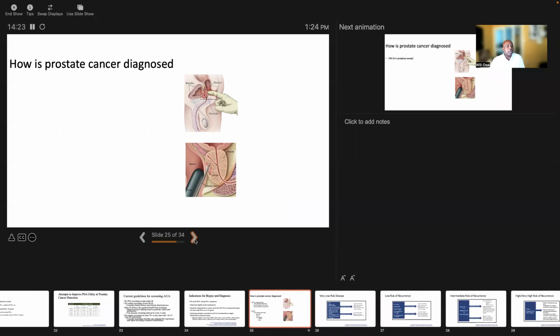Biopsy is done as a background. In the digital rectal exam, the physician will introduce his finger into the rectum and palpate the prostate to feel for any abnormal hardness, change in the configuration of the prostate, or irregularity in the surface of the prostate. As stated earlier, a PSA between 0 and 4 is considered normal.